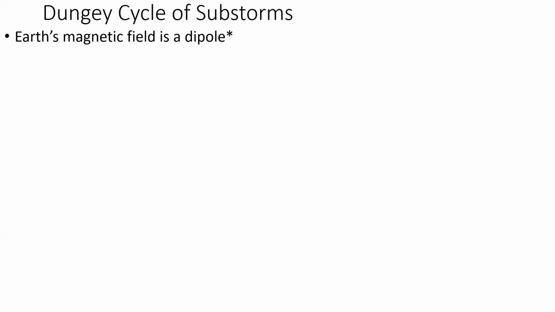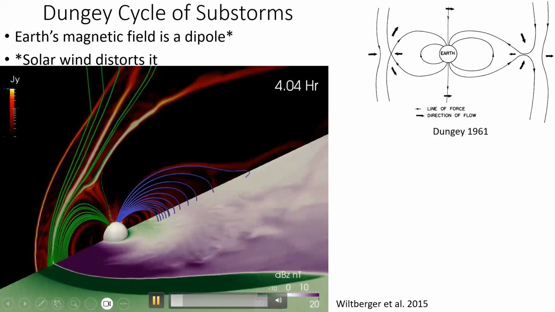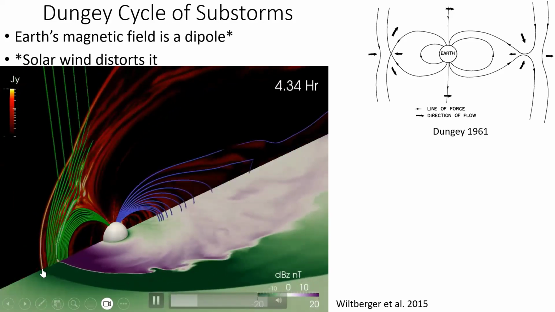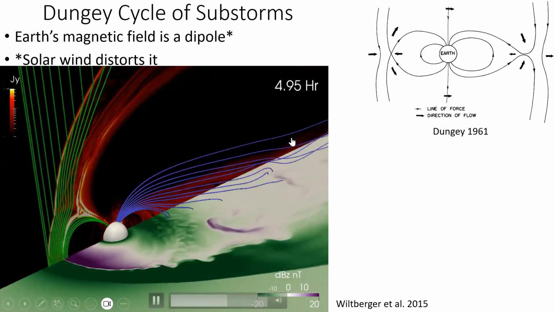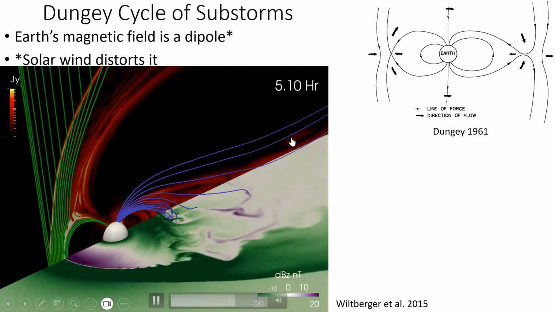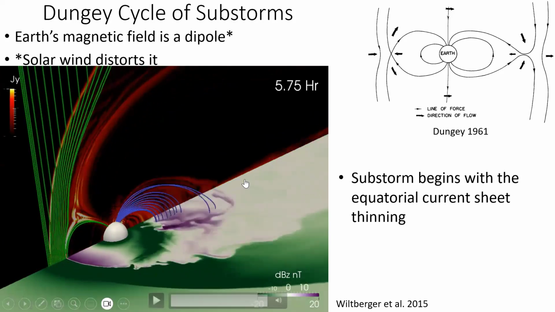So the Dungey cycle, right? You can think of Earth as a dipole, but of course the solar wind distorts it. This is a great video from Wiltberger et al. 2015 that shows the solar wind hitting the dayside. You get southward Bz that causes reconnection. That then stretches out the magnetotail and thins the current sheet, usually before you get onset, and then you get bursty bulk flows coming towards the Earth, dipolarizing the magnetosphere. But the key here is that the substorm begins with the equatorial current sheet thinning.